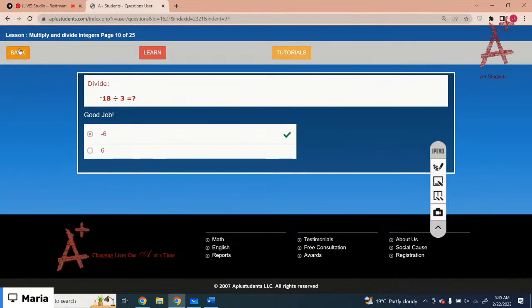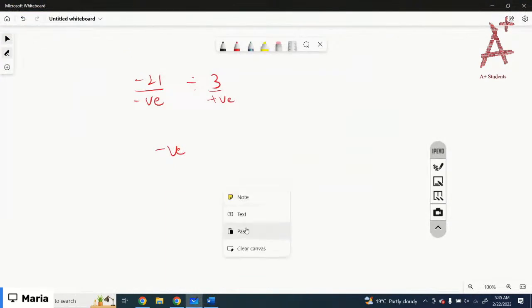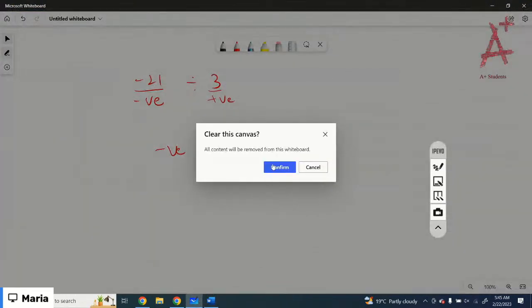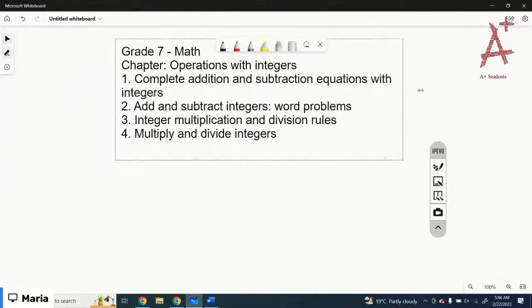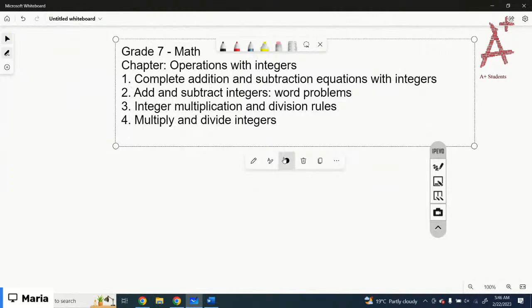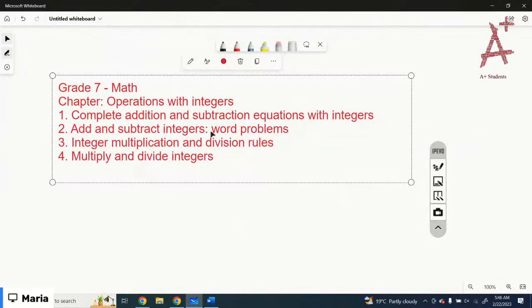So we were working on grade 7 maths, and the chapter we are working on is operations with integers. The lessons we have covered today are: complete addition and subtraction equations with integers, then add and subtract integer word problems, then integer multiplication and division rules, and we just completed multiply and divide integers. Got it?